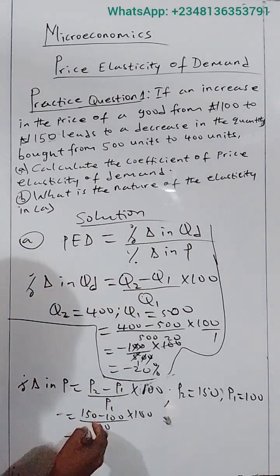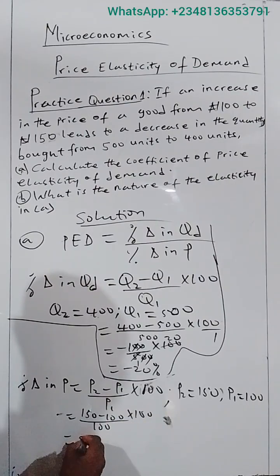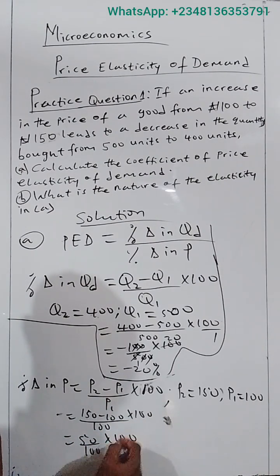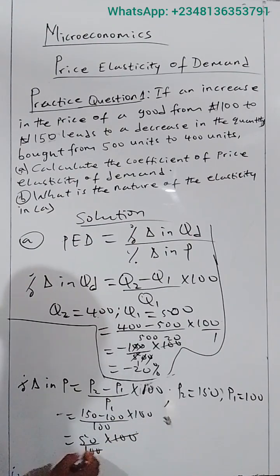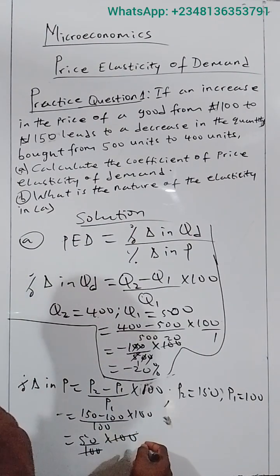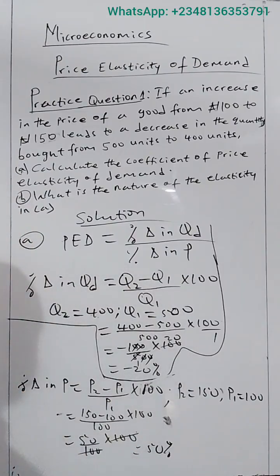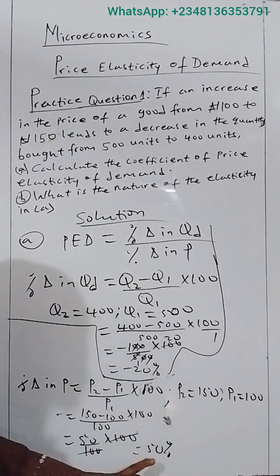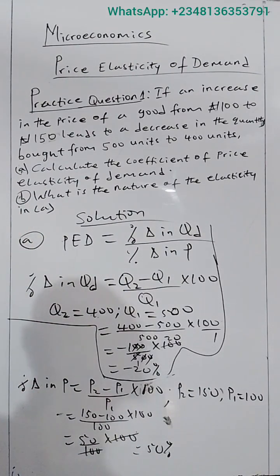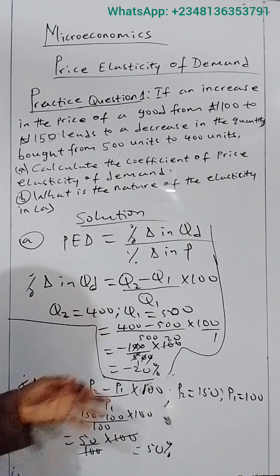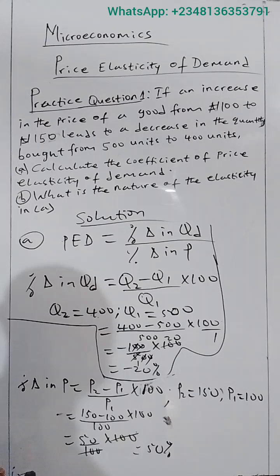This is equal to 150 minus 100, which is 50, divided by 100, then multiplied by 100. This 100 will cancel this 100. So we are left with 50%. That means the percentage change in the price of the commodity is 50%, while the percentage change in the quantity demanded for the commodity is 20%.